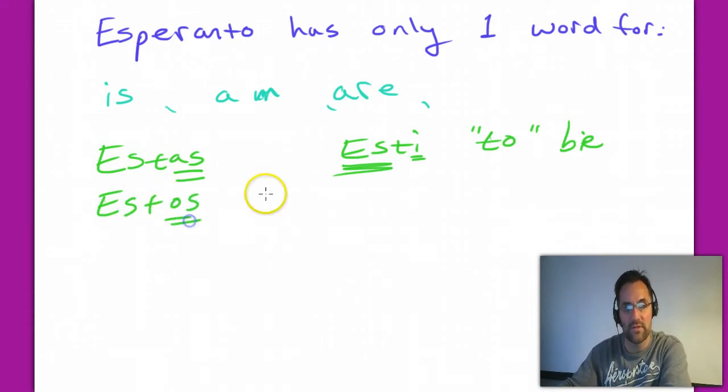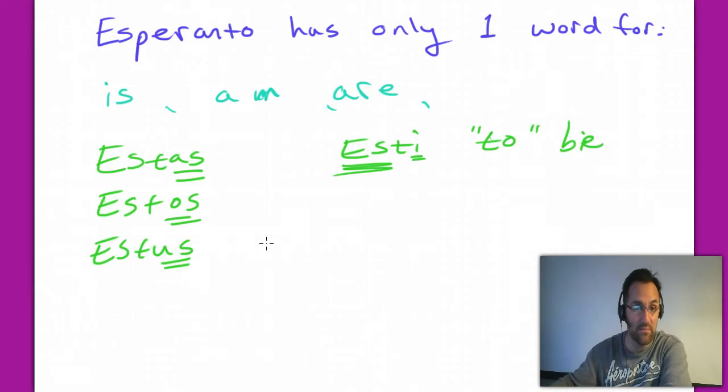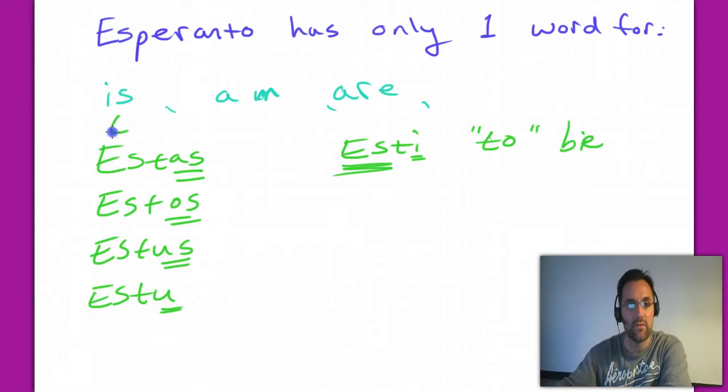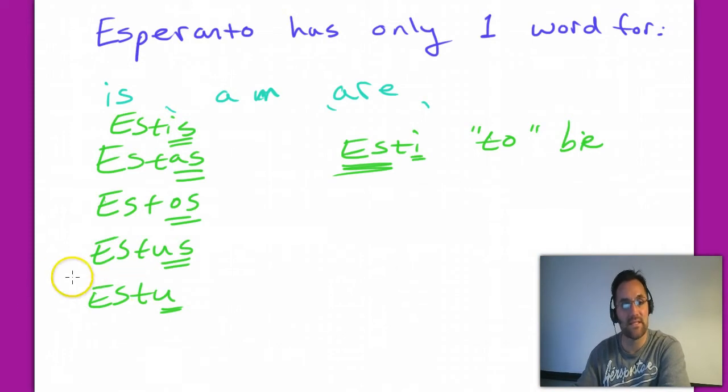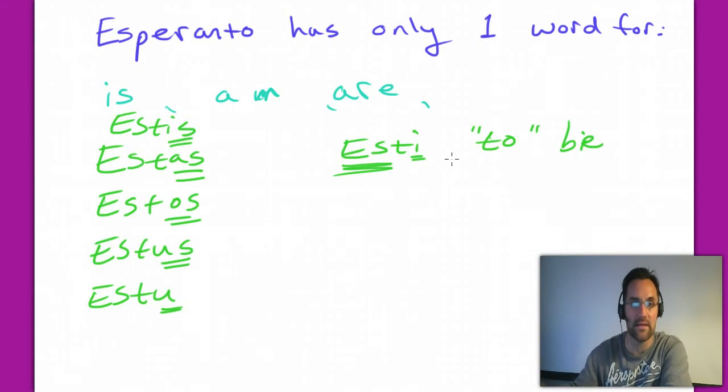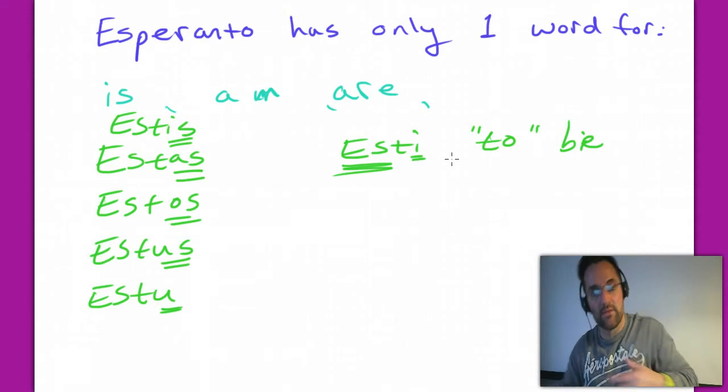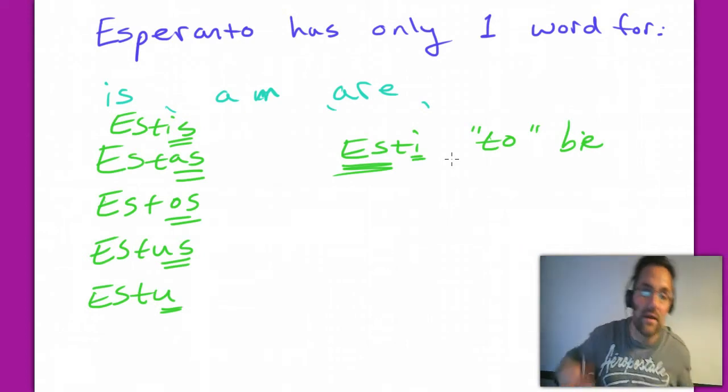Estos is future tense, so estos is will be. Estus is maybe, right? It may become. Estu, we're telling someone to be, right? And then, of course, estis is it was something, right? So estis, estas, estos, estus, estu, and then esti, to be, right? To be that thing is, am, are. It is, I am, you are, it be, okay? So we see how that works, and that's estas.